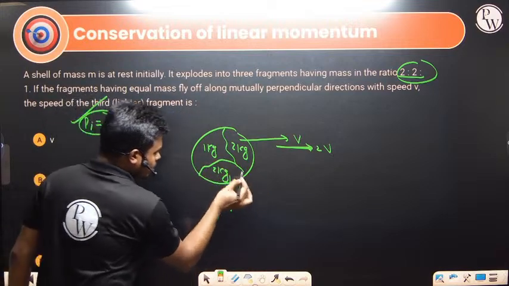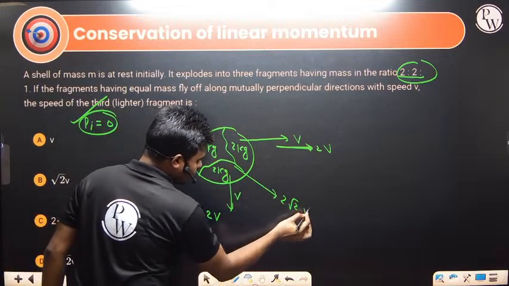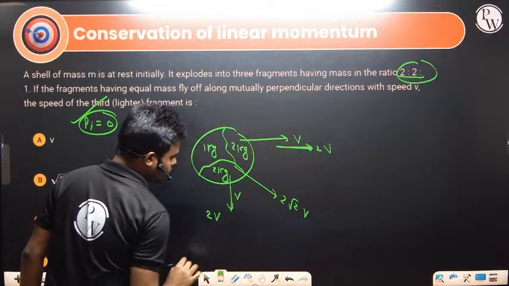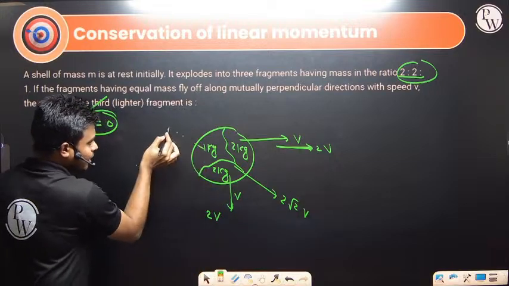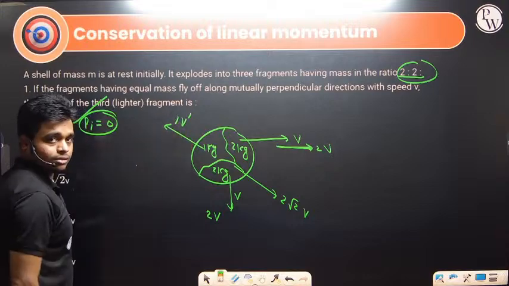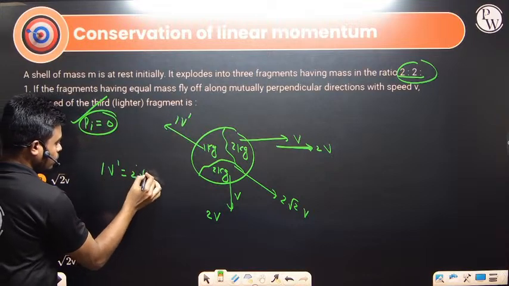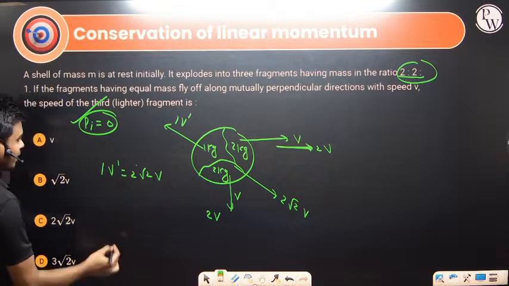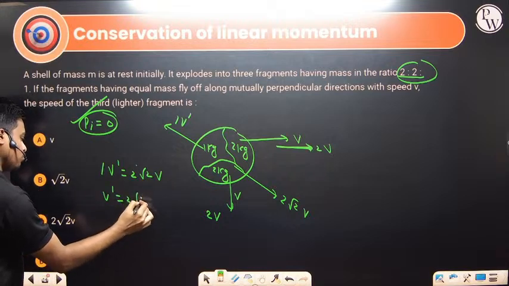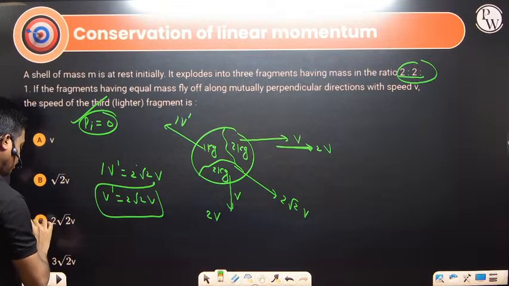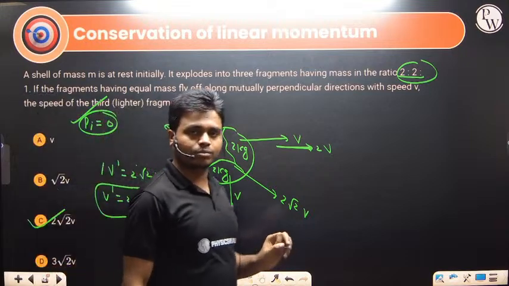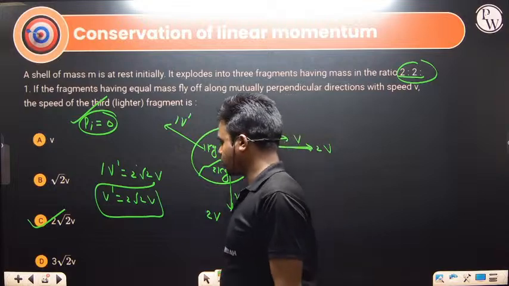Resultant of these two will be along this direction, 2 root 2 v, because this one is 2v, this one is 2v, so this will be 2 root 2 v. And this momentum should be balanced by this side. So 1 into v dash, mass into velocity v dash, should be equal to 2 root 2 v. So from here we are getting v dash equals 2 root 2 v. That's it. So this is the final answer for this 1 kg mass that is moving with this much velocity.